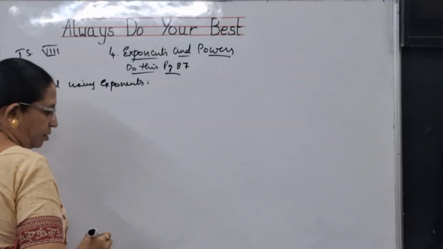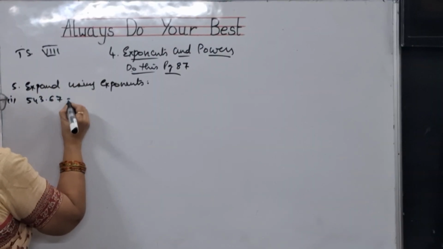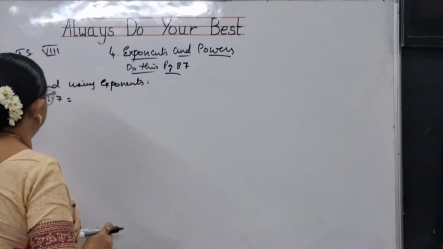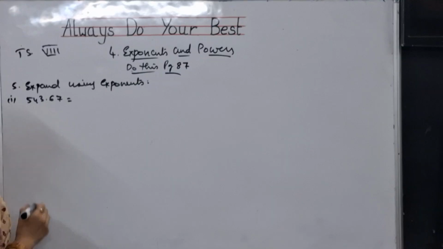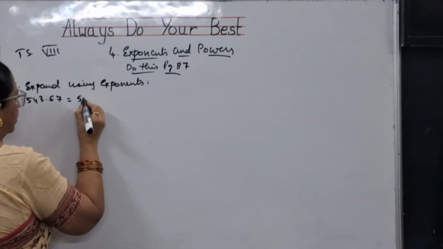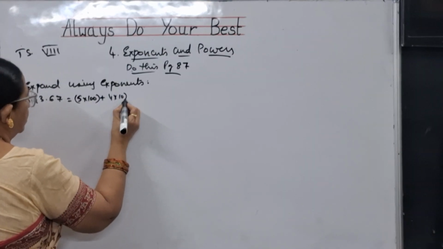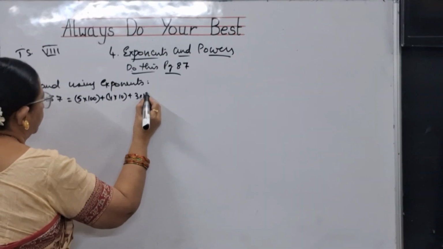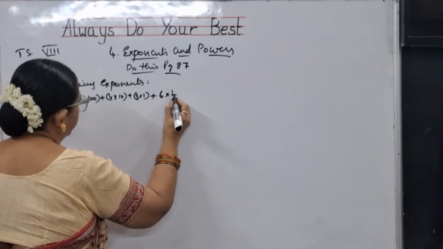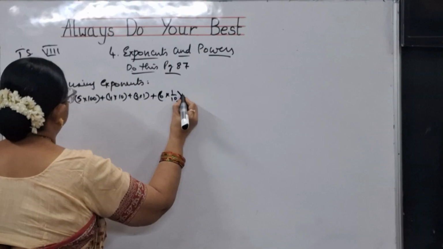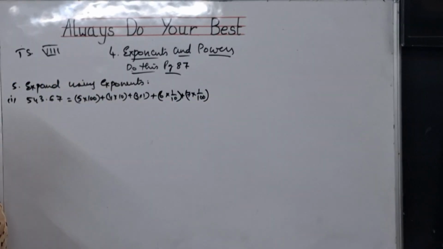First bit, 543.67. So first let us write the expansion of it. See, from here: ones, tens, hundreds, tenths, hundredths. You know that. So let me write the expanded form: 5 into 100 plus 4 into 10 plus 3 into 1 plus 6 into 1 by 10, tenths place, plus 7 into 1 by 100. This is the expansion form.